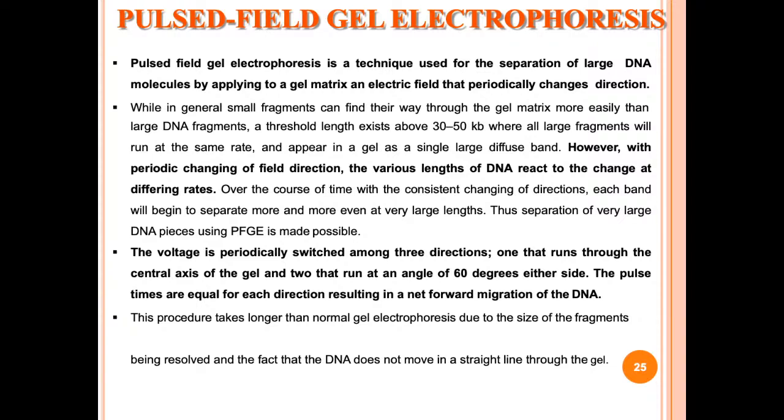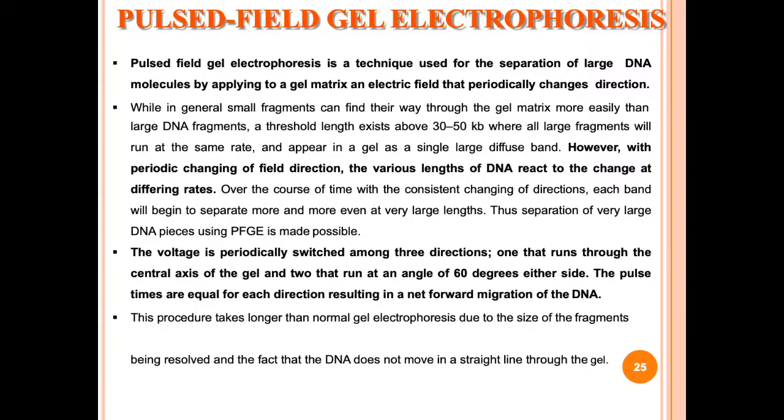In the normal case, generally small fragments can find their way through the gel matrix, but these are large DNA fragments, which could be sizes of 30 to 50 kilobase pairs. So they run at the same rate and appear in the gel as a single large diffuse band. But to overcome this difficulty, we have periodic changes of field direction.